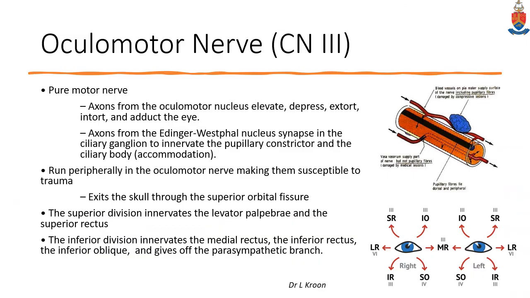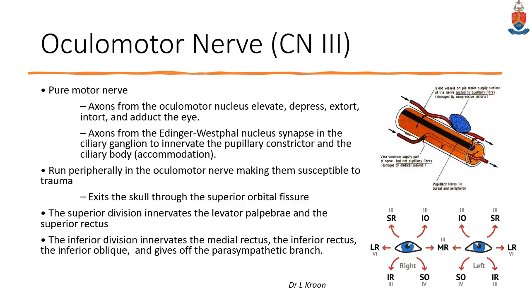Okay, so the oculomotor nerve is a pure motor nerve. It has 2 pieces. There's a general somatic motor, and it has a visceral motor component. We can talk about each of those individually. The visceral motor nucleus is the Edinger-Westphal nucleus, and that provides the parasympathetic innervation to the ciliary ganglion, which will then send second-order parasympathetic neurons to the pupillary constrictor that will result in pupillary constriction, as well as to the ciliary body of the lens, which will accommodate the lens.